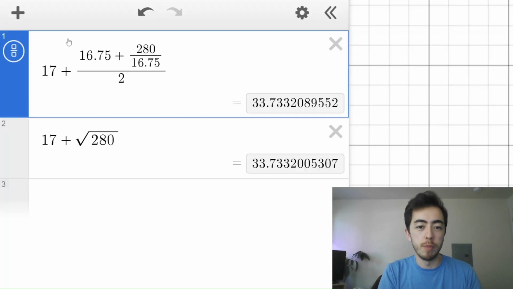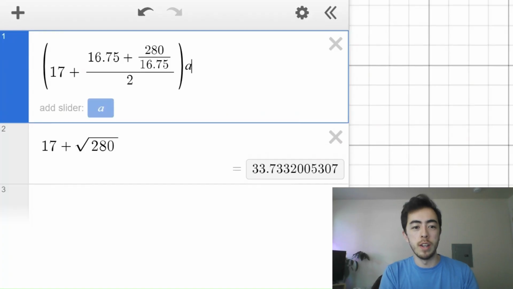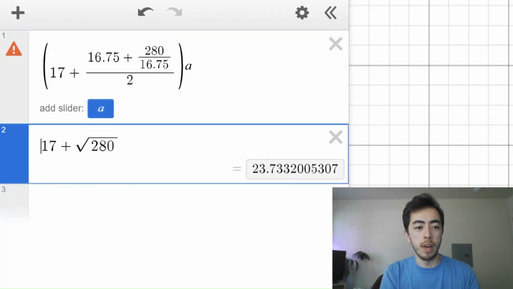Just to kind of prove my point, these two numbers are really close to each other. They're accurate to 5 decimal places. And then let's just see what happens when I raise it to some exponent.